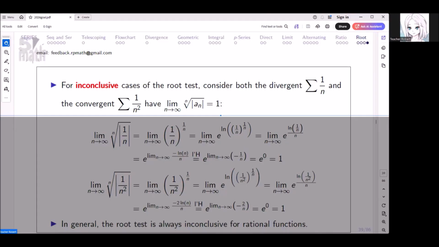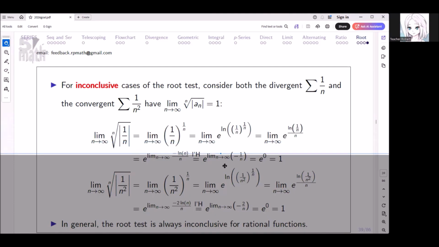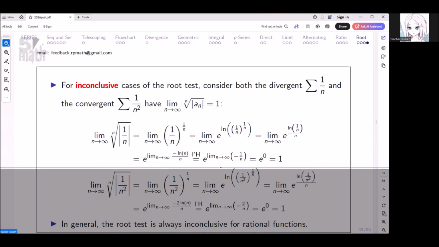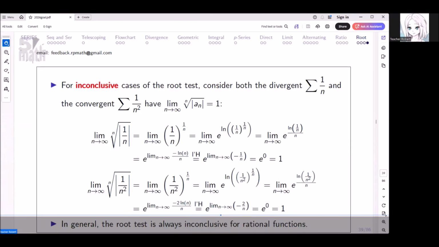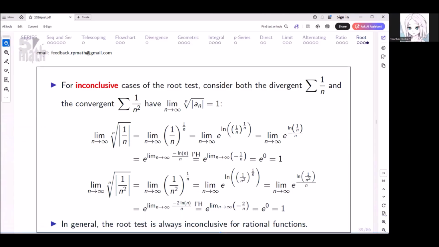For inconclusive cases of the root test, consider that both the divergent series 1 over n and the convergent series 1 over n squared have this equals 1. We have this, and we have that. In general, the root test is always inconclusive for rational functions.